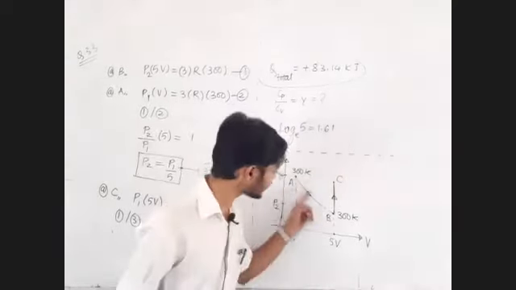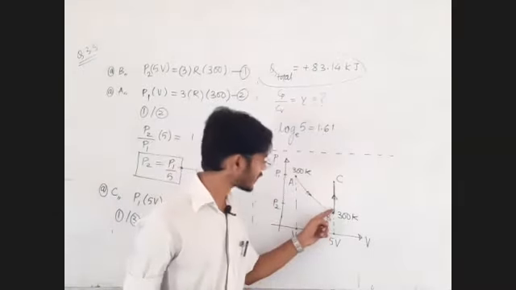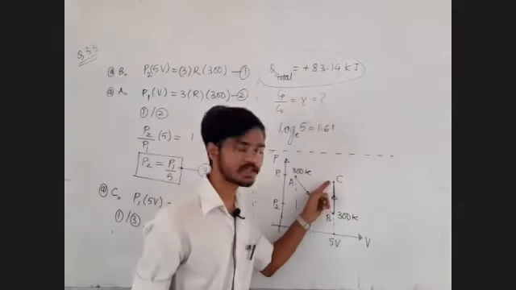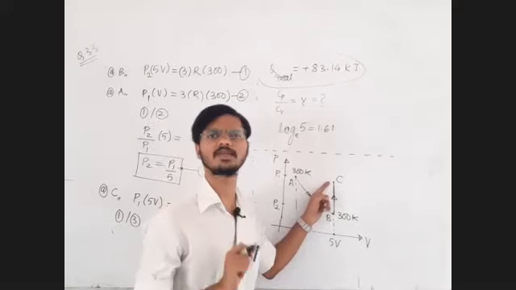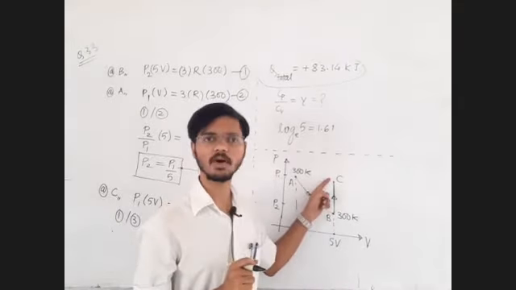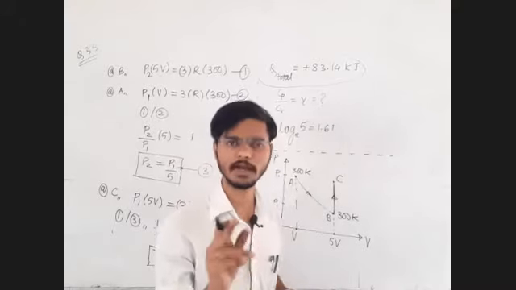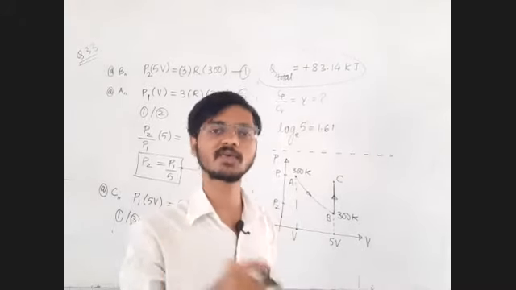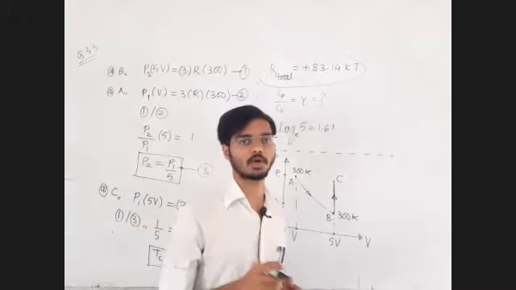And here delta U will be 0. So at least find out delta U for this process so that you can get CV for this process. Once you get CV, you can get CP. Then CP upon CV equal to gamma. This is the thought.